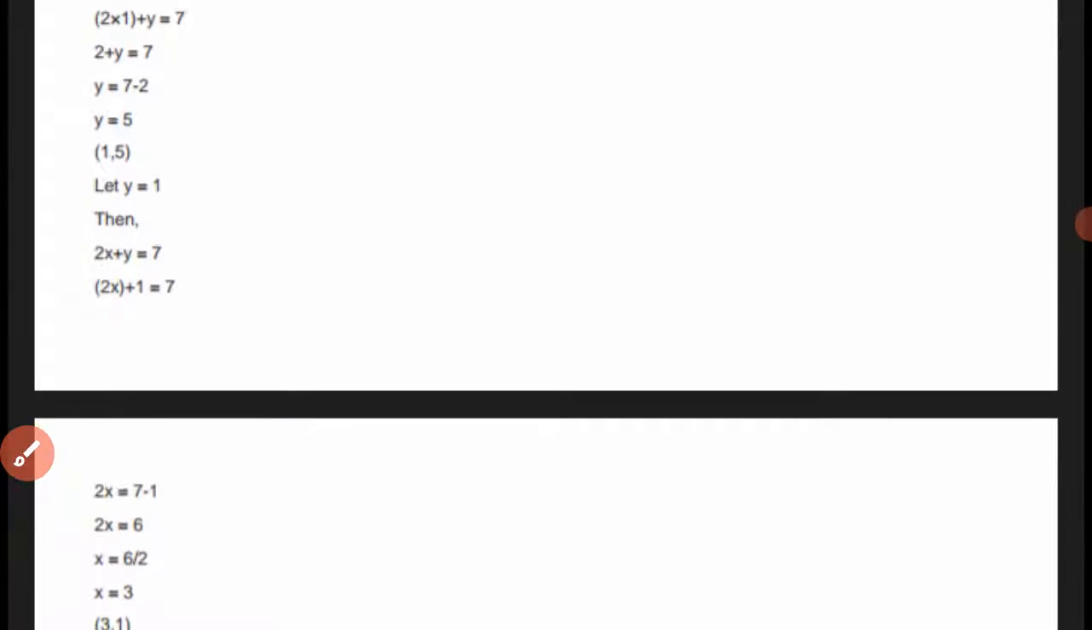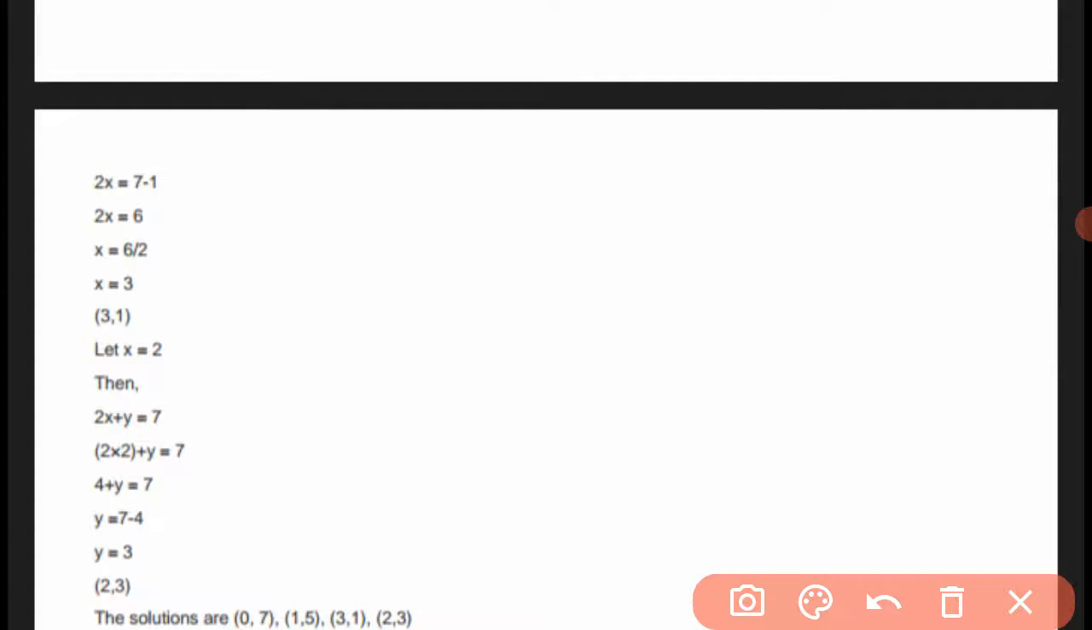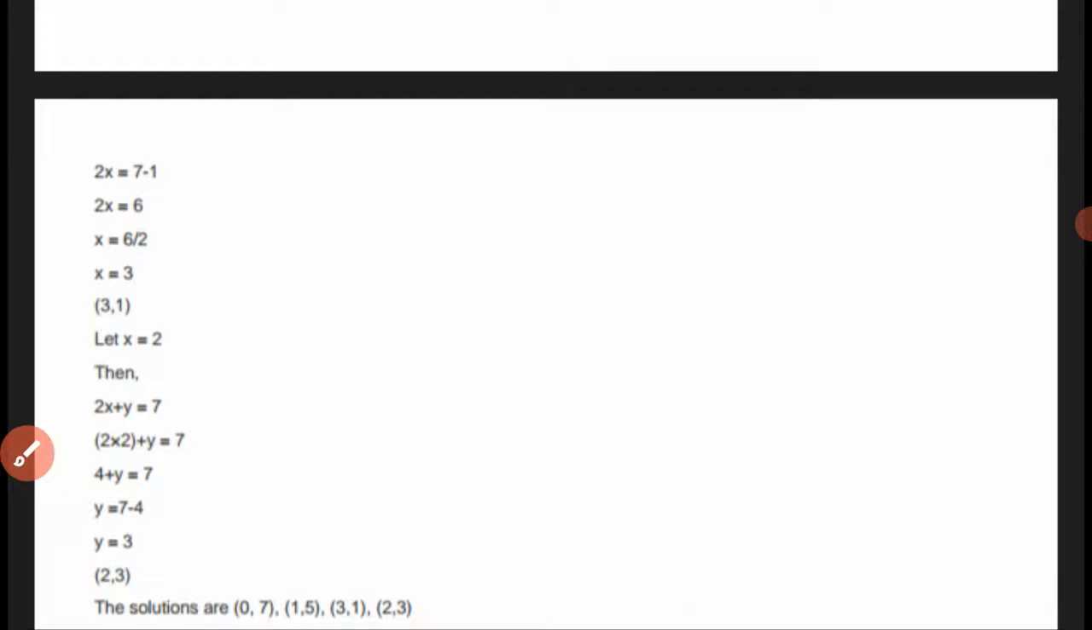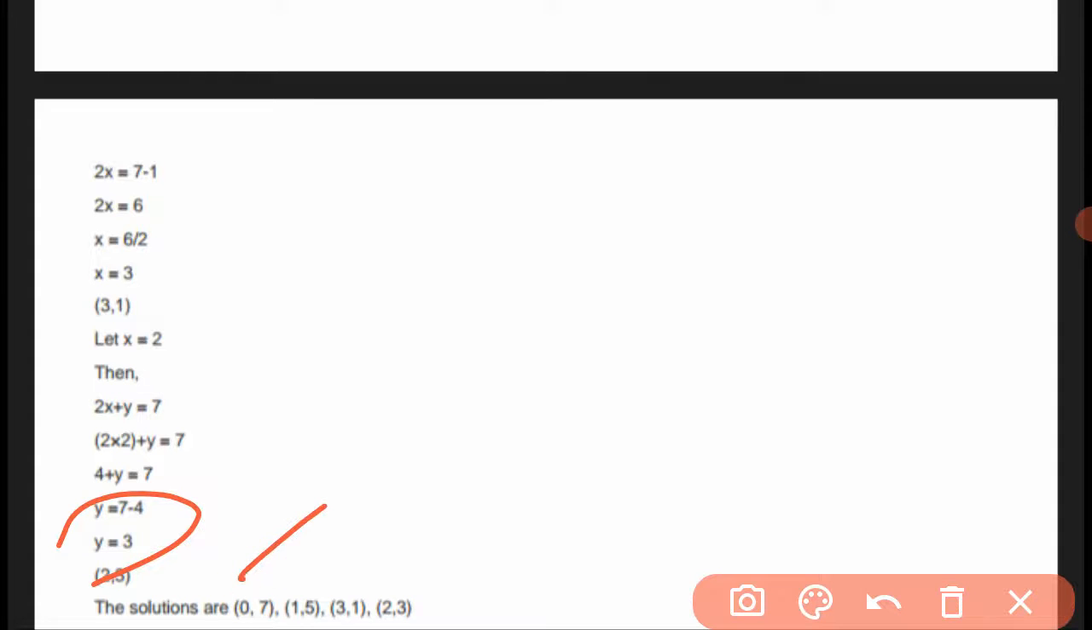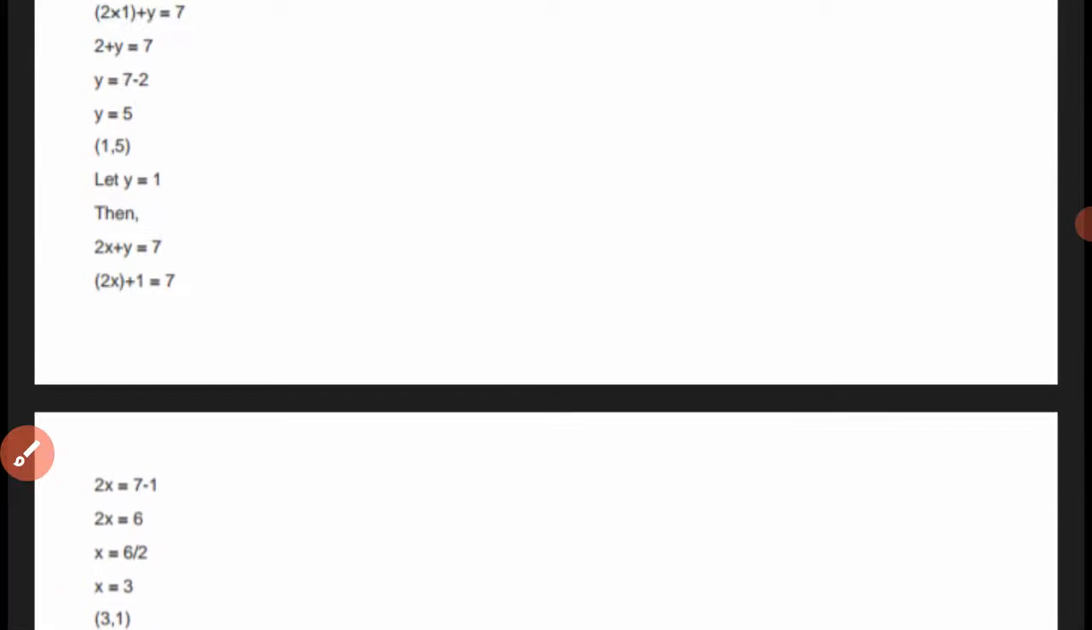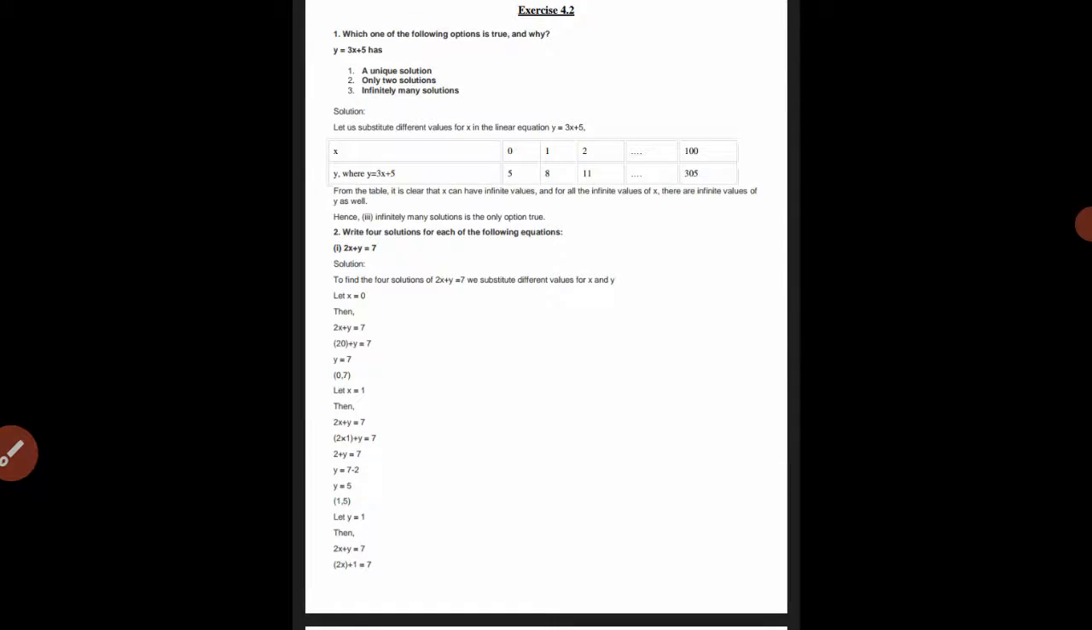Similarly, we can put different values of x. Suppose x equals 3, then y equals 1. Similarly when x equals 2, then y equals 3. So here we can find these solutions. The 4 solutions can be given as (0, 7), (1, 5), (3, 1) and (2, 3), and we can find other solutions also, but here we have to find any 4 solutions.